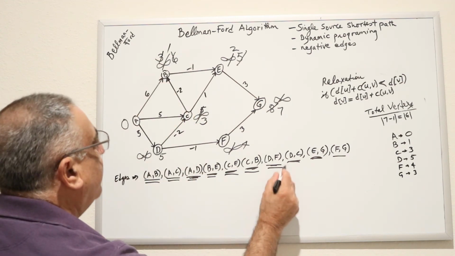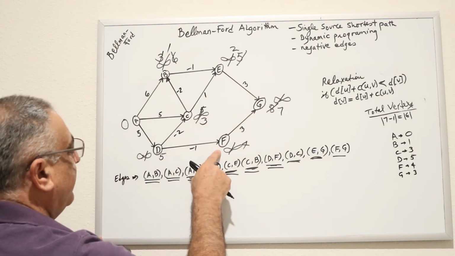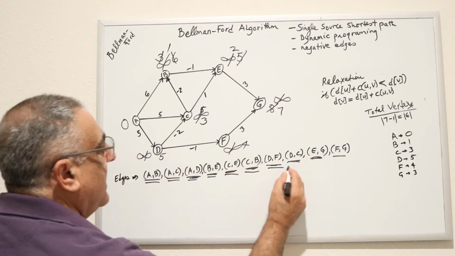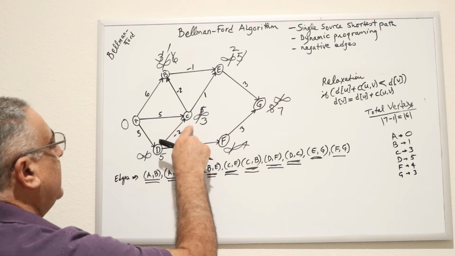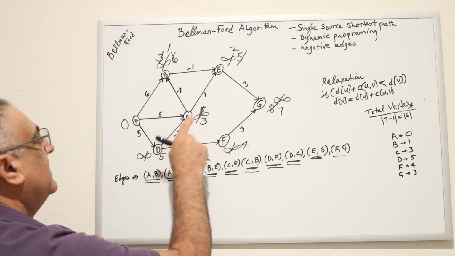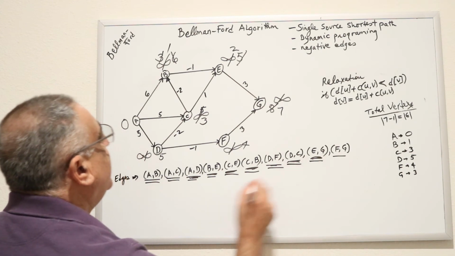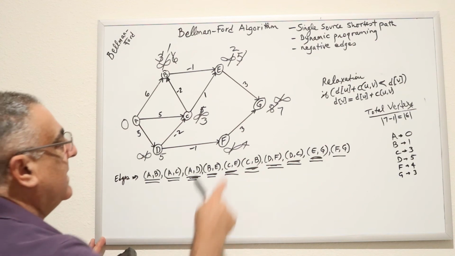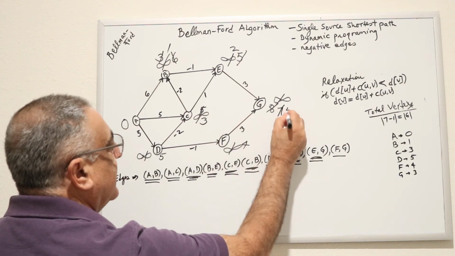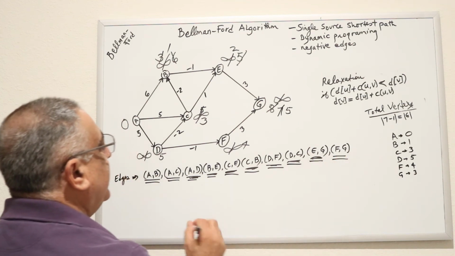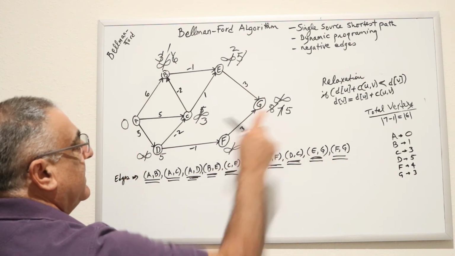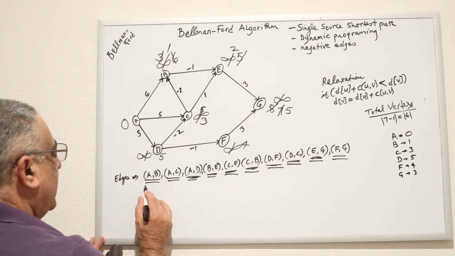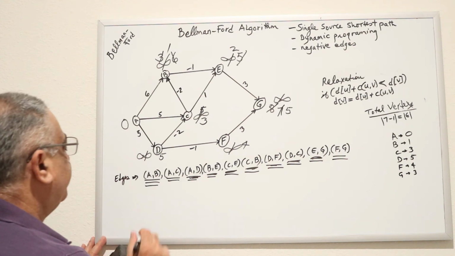Okay, how about D to F? I have 5 plus negative 1, that's a 4. That doesn't change. How about D to C? 5, negative 2, that doesn't change. E to G, 2 plus 3 is 5, that's better than 7. How about F to G? 4 plus 3 is 7, so that doesn't change. This is my second pass. Okay, I'm going to go through it a third time, because remember we got 6 times.